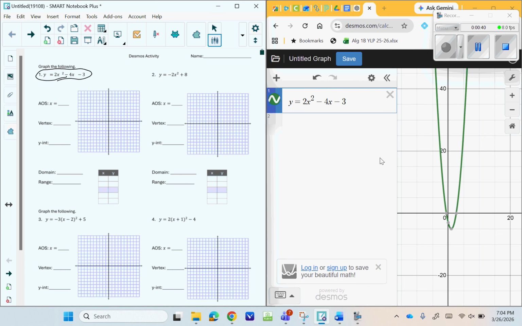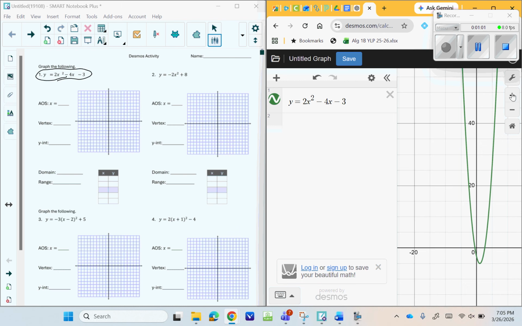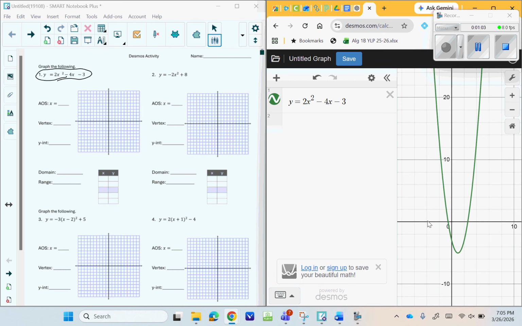So I type this in and you'll see that it looks like this, and that's called a parabola. Anytime you have an x squared of any kind, that is a quadratic, and it is going to make a parabola. So let's talk about some main things. If I look at the bottom right here, this is called the vertex. And so our vertex is going to be 1, -5.